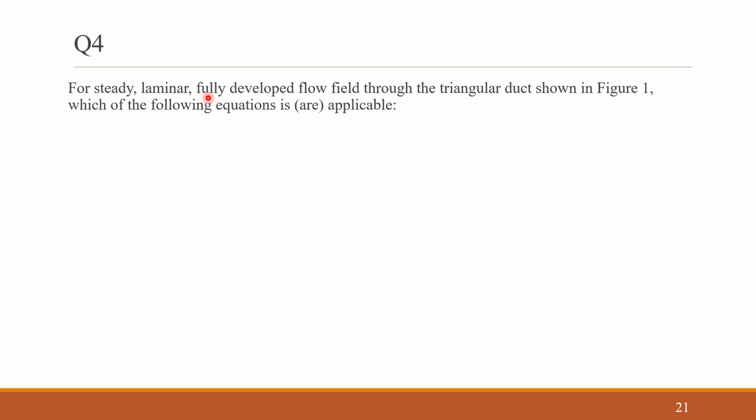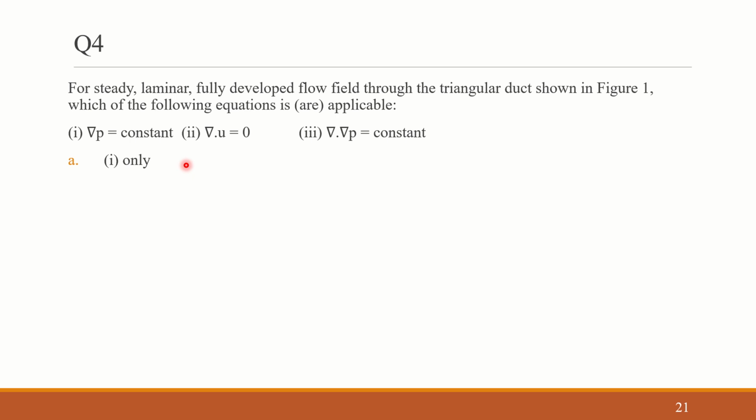In question 4, what is asked? For steady, laminar, fully developed flow field through the triangular duct shown in figure 1, which of the following equations is or are applicable? Again, the same figure. First one, it is delta P equal to constant. Second one, del dot U equal to 0. Third one, del dot delta P equal to constant.